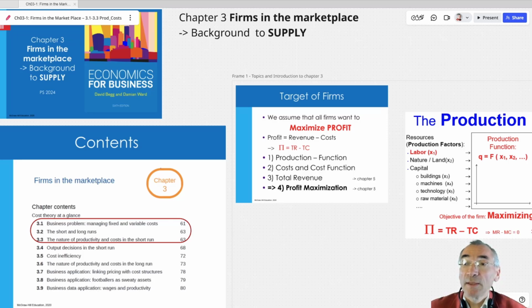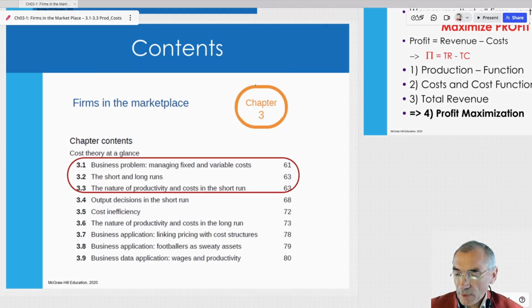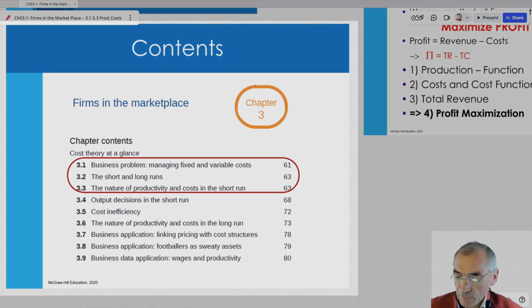Welcome everyone to our chapter 3 about firms in the marketplace. When you look around, I'm sitting in the middle between firms in the marketplace, targets of firms, profit maximization, up to production and the production function. So there's quite a lot to cover in this chapter 3, and I'm happy to be doing this together with you. Chapter 3, first video, and this first video covers the first 3 parts, 3.1 through 3.3.